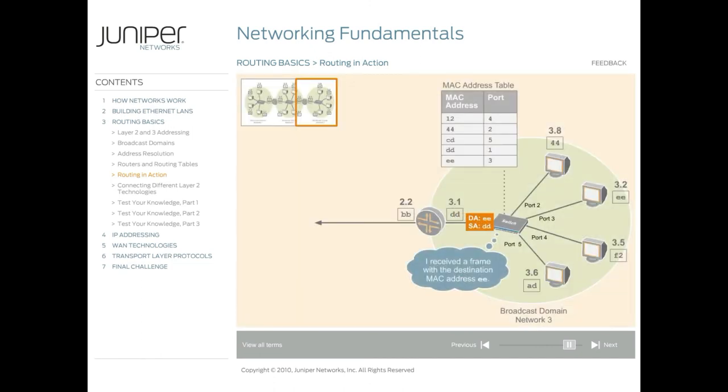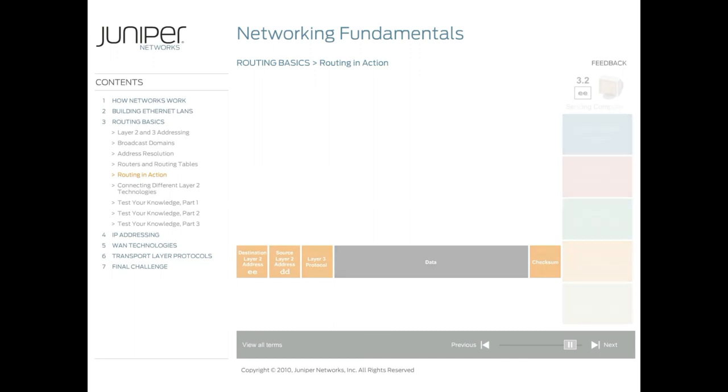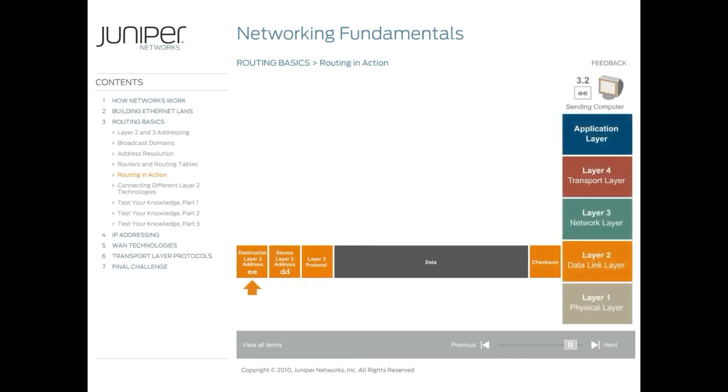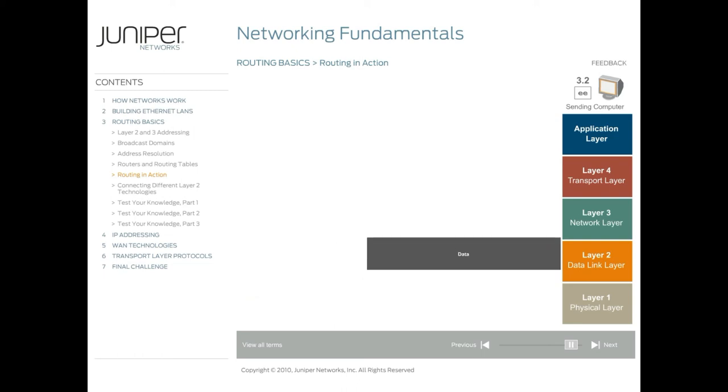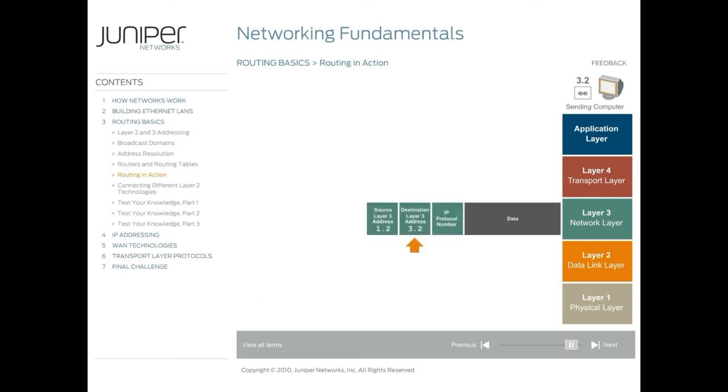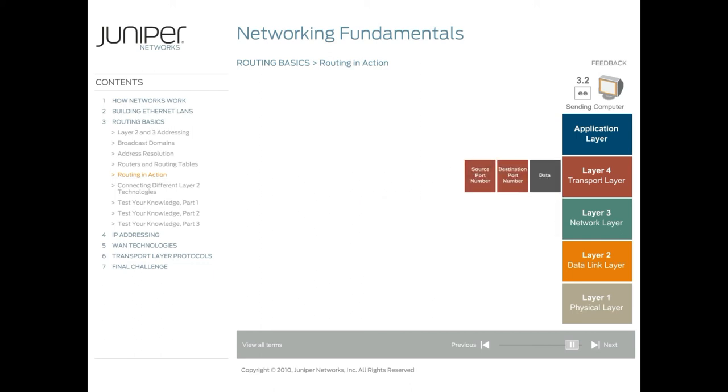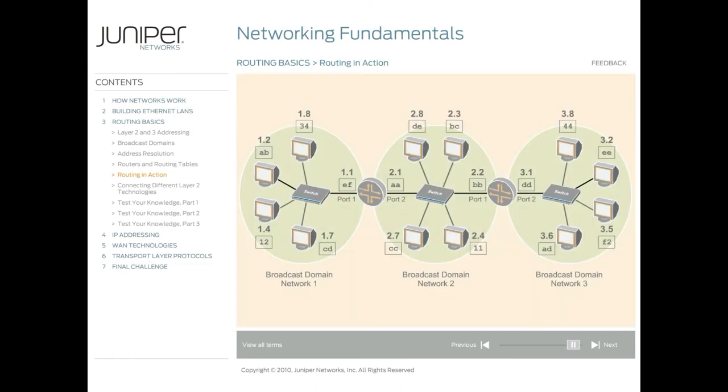The switch connecting the router to the destination PC uses the destination MAC address to forward the frame to the correct PC. When the PC receives the frame, it first examines the destination MAC address. If it is the PC's MAC address, the PC strips off the Layer 2 frame and examines the destination Layer 3 address. Again, if it matches, it strips the Layer 3 frame and examines the Layer 4 header. This process is repeated layer by layer until the application on the PC receives the data. Our data's journey from PC 1.2 to 3.2 is complete.